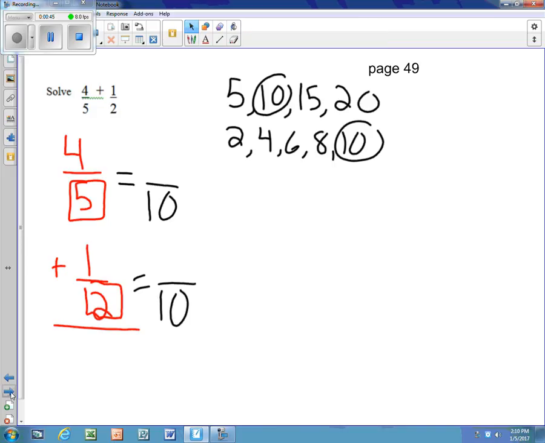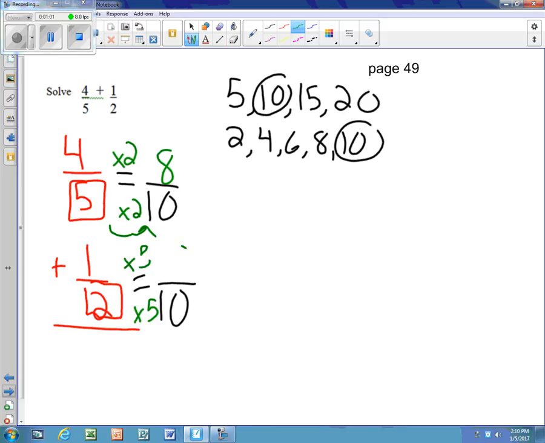Then I have to ask myself, what did I do to the 5 to get to 10? I multiplied by 2. So I must multiply the numerator by 2. And I get 8/10. What did I do to the 2 to get to 10 down here? I multiplied by 5, so I must multiply the numerator. And I get 8/10 plus 5/10, and I end up with 13/10.